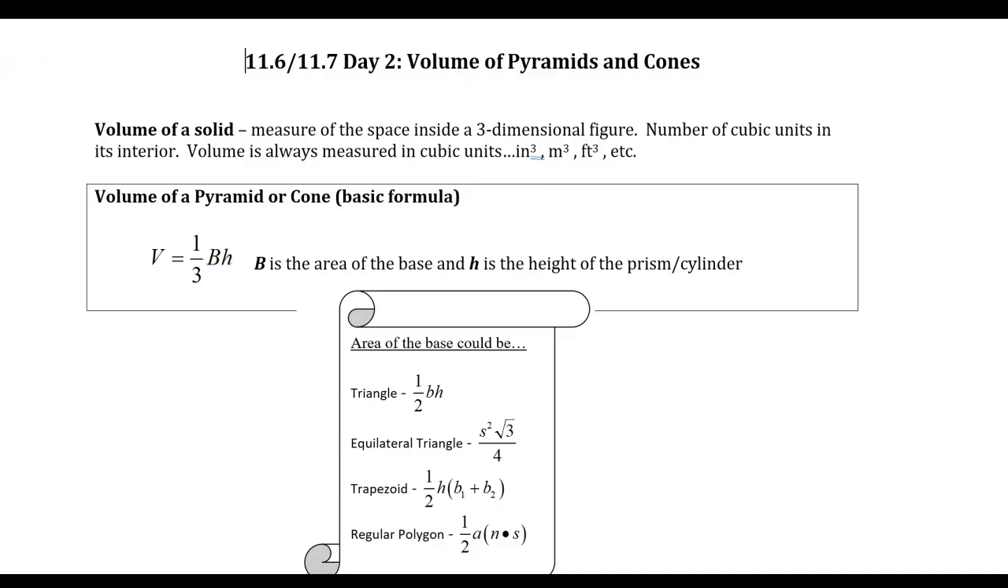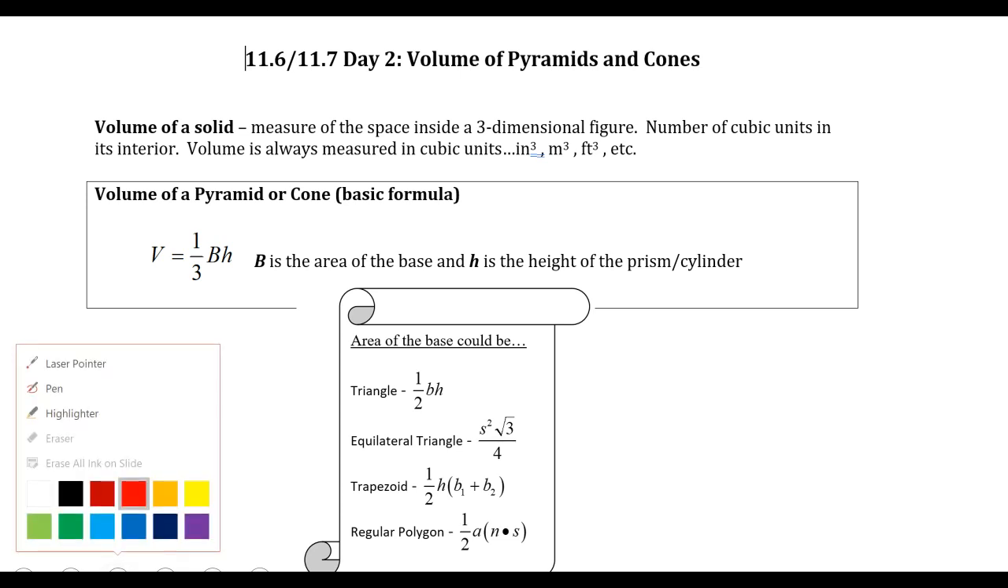11.6, 11.7, day 2, volume of pyramids and cones. Alrighty, volume of the solid: the measure of the space inside a three-dimensional figure, the number of cubic units in the interior. We've already done volume before, but now we're using it for pyramids and cones. A lot of the same stuff, just knowing what variables you have, punching them into the formula, and then going from there.